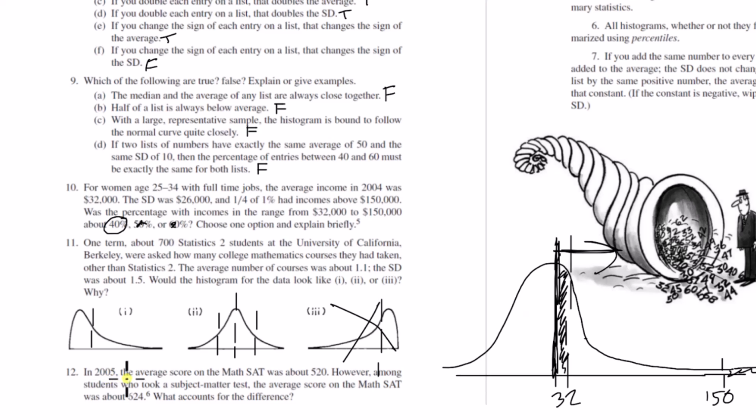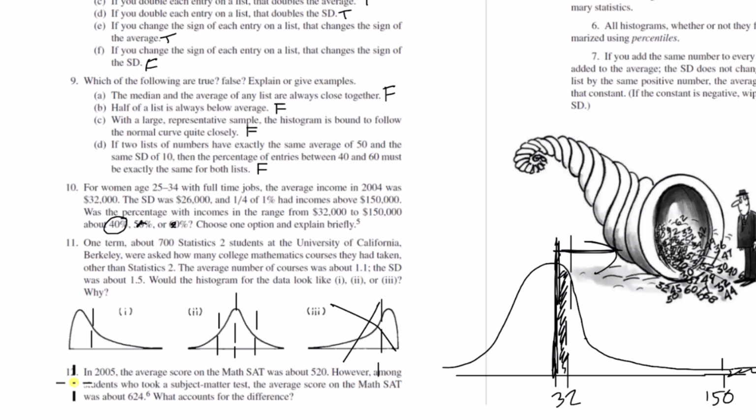In 2005, the average score on the math SAT was about 520. However, among students who took a subject matter test, the average score on the math SAT was about 624. What accounts for the difference? I mean, I don't know. Some of these questions, I feel like they can make you think too much because I'd need to be a school administrator to answer this. But okay.